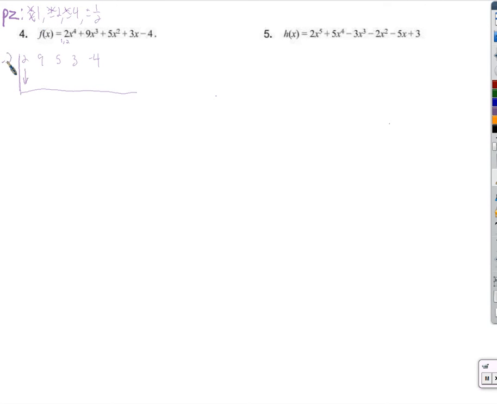Let's try negative 2. 2, negative 4, 5, negative 10, negative 5, positive 10. I don't think this is going to work. 13, no.